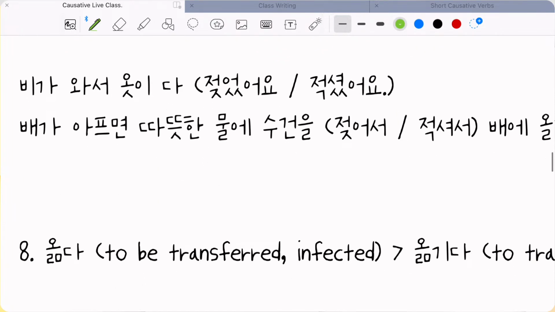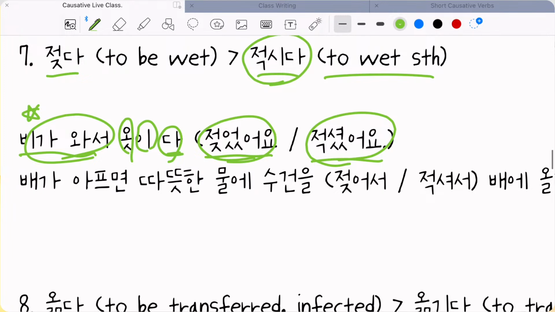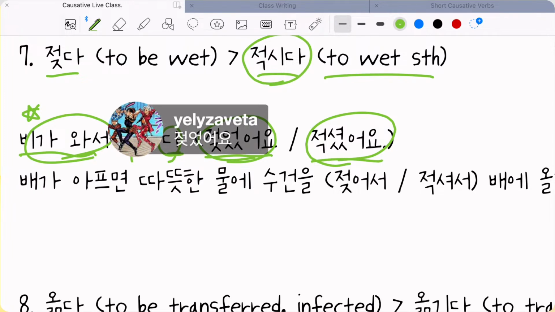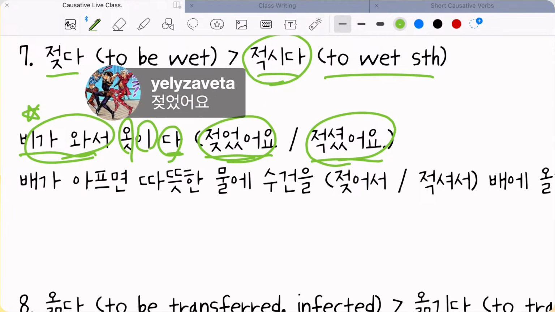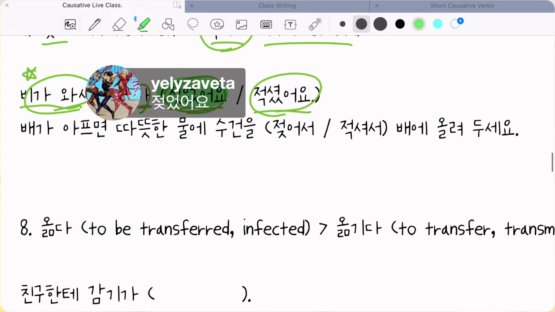그러면은 여러분, how would you say this is easy? 비가 와서 옷이 다 젖었어요 or 적셨어요? It rained. Because it was raining, my clothes got all 젖었어요 or 적셨어요. Got all wet. Not make it wet. So, yes. 젖었어요가 맞아요. 젖었어요. My clothes got all wet. 그러면 how about the next one?